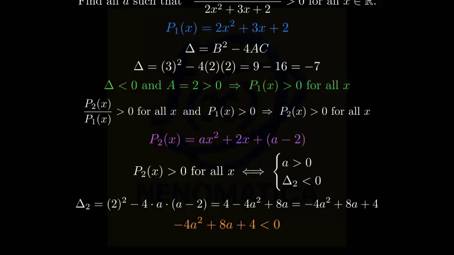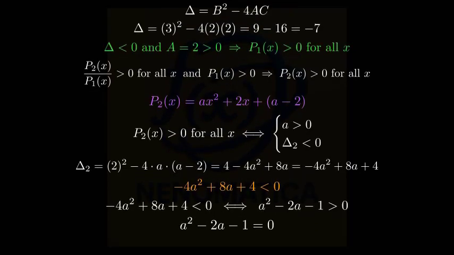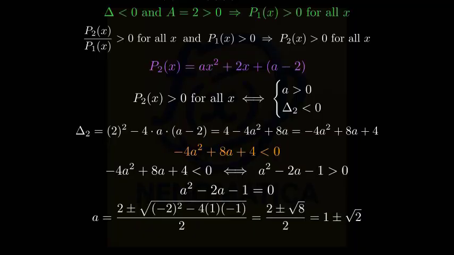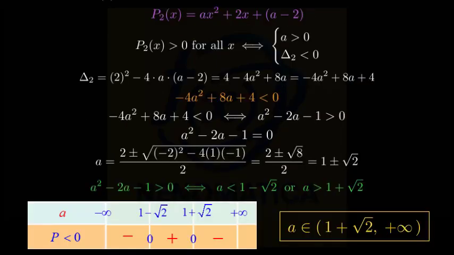Step 3. Let's solve the inequality in a. Divide both sides by negative 4, which reverses the inequality sign. We get a squared minus 2a minus 1 greater than 0. Now solve the equation a squared minus 2a minus 1 equals 0 to find the critical points. The discriminant is 2 squared minus 4 times 1 times negative 1, which is 8. So the roots are 1 plus or minus square root of 2. Because the quadratic opens upward, the inequality greater than 0 holds for a less than 1 minus square root of 2 or for a greater than 1 plus square root of 2. That is, the interval (1 plus square root of 2, infinity).